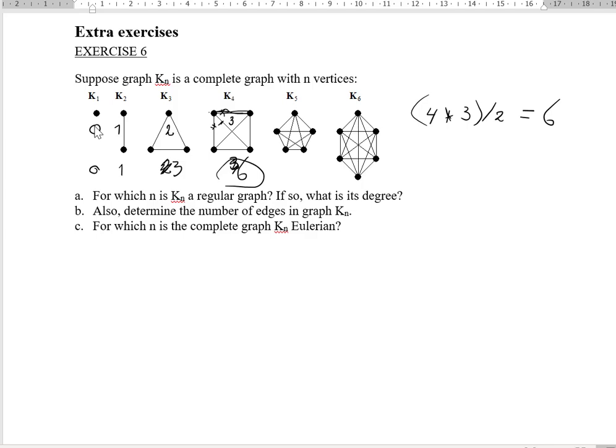So the number of edges in the graph Kn is n times n minus 1, divided by 2. So n vertices, every vertex has n minus 1 edges, and then we correct by dividing by 2. And then a simple question, for which Kn is it Eulerian? Well, we know it's Eulerian if all the vertices are even. So that would be K1, K3, K5, K7, etc. So in fact for every n which is odd.